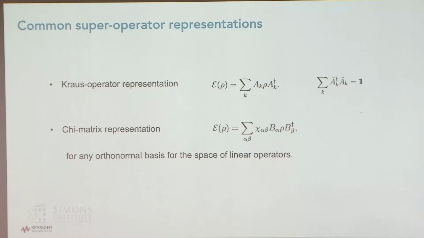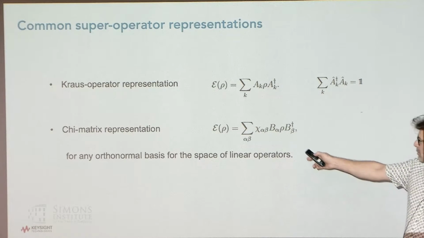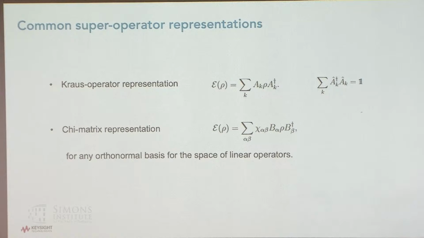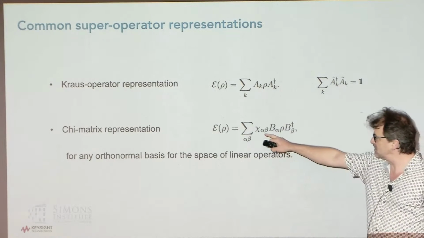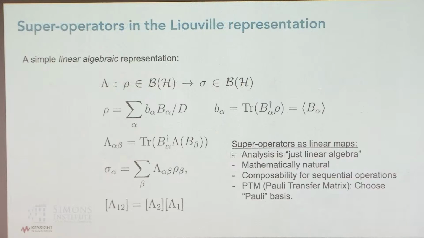So just some mathematical tools. The most commonly learned error model is probably this Kraus operator representation, which has this familiar form. And then there's also this chi-matrix representation, where you choose an orthonormal basis of linear operators, and the information about the channel is contained in this 2 to the 2n by 2 to the 2n matrix chi. But I think these are not the best tools to work with to understand errors.